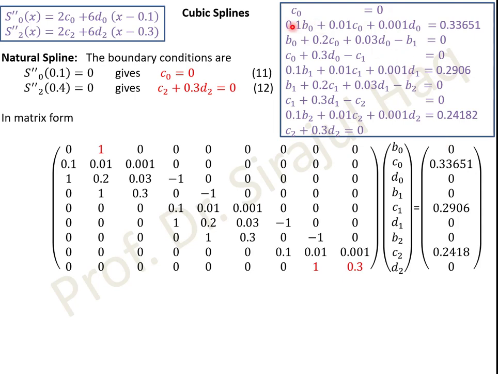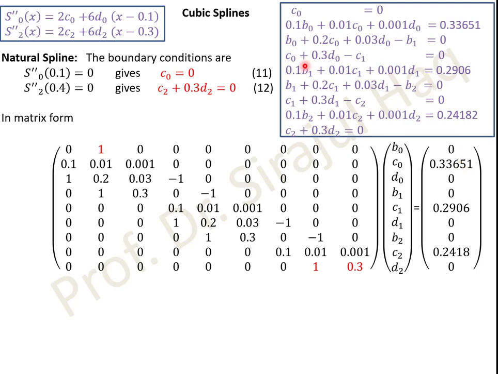Let's come to this one. Coefficient of B0 is 0.1. Coefficient of C0 is 0.01. Coefficient of D0 is 0.001. And the rest of the coefficients are 0. So you can see the rest of the coefficients are 0, and this is equal to 0.3651, which is on the right hand side.